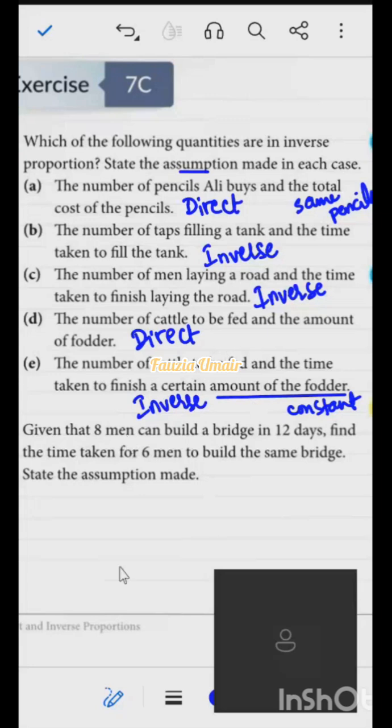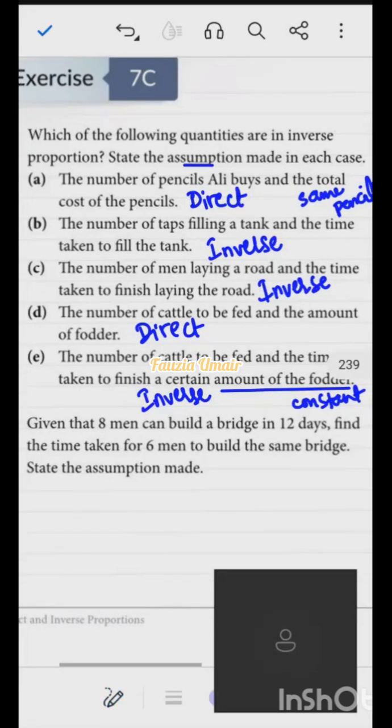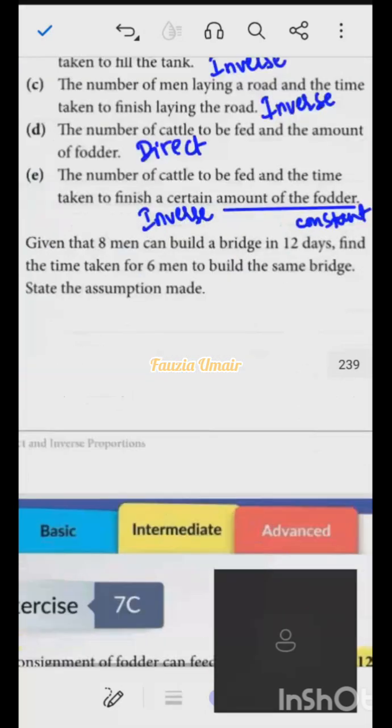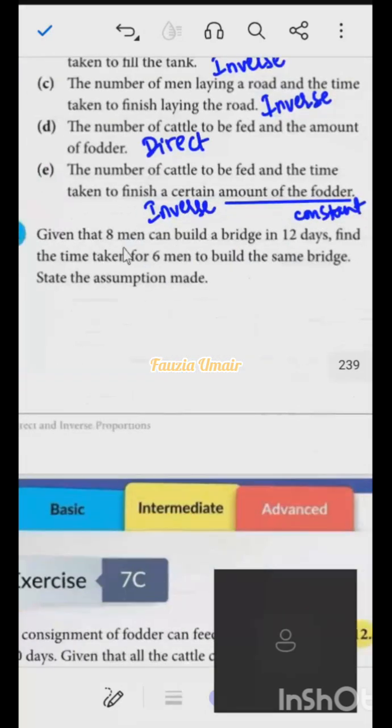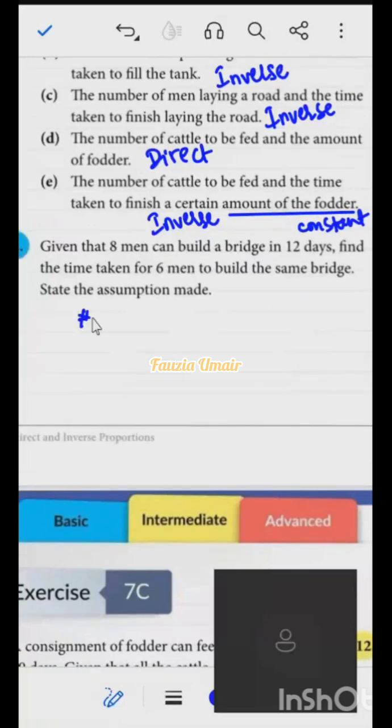So now let's solve the same. Similarly, we will first solve a few questions by comparing the two quantities, and then we will solve questions where the K method would be used. We can solve this question here. 8 men can build a bridge in 12 days. So what are the two things compared? We are comparing the number of men with the number of days, right? These are the two quantities compared. So if there are 8 men, the bridge can be completed in 12 days.